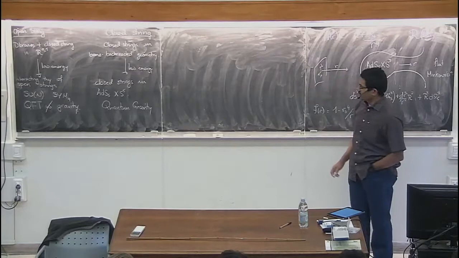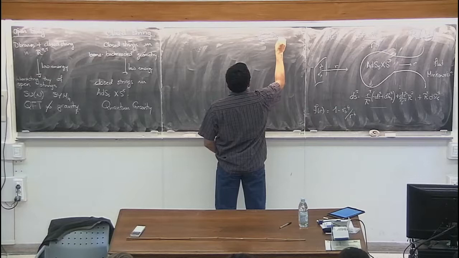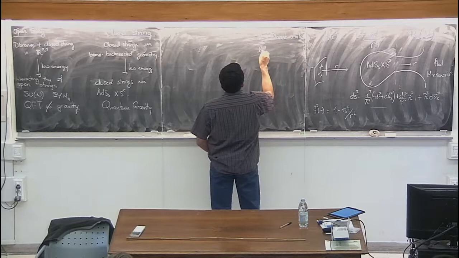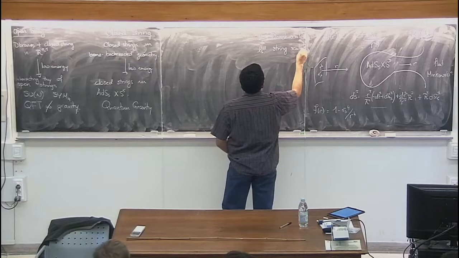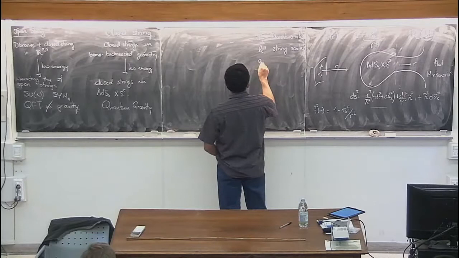Okay, so closed strings have two parameters. There's a Planck scale where gravity becomes important, and there's a string scale where stringy effects become important. These are not the same length scale, they're distinct, right? And there's a third dimensionless parameter which relates them, which is the string coupling.